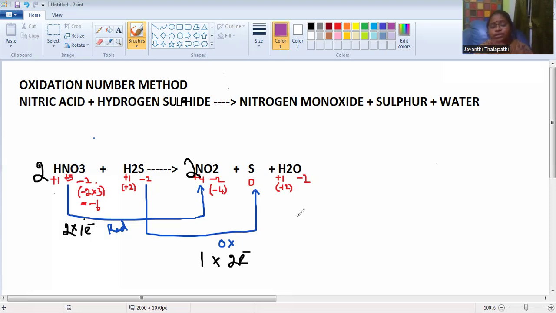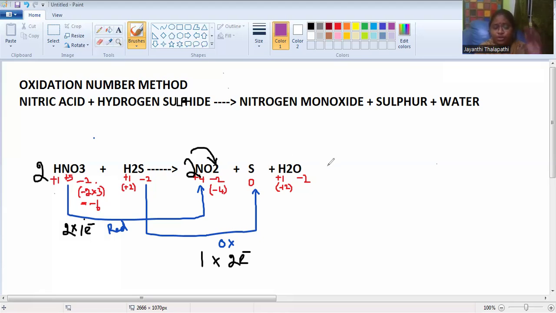That's all. So what else do we have to see? We have to see that other than hydrogen and oxygen, everything is balanced. Now over here, everything is balanced. So what do we have to do now? Check the oxygen. Over here, 2 moles of HNO3 means 6 oxygens are there. But on the product side, it's 2 into 2, 4, and over here only 1, which means only 5 oxygens are there.